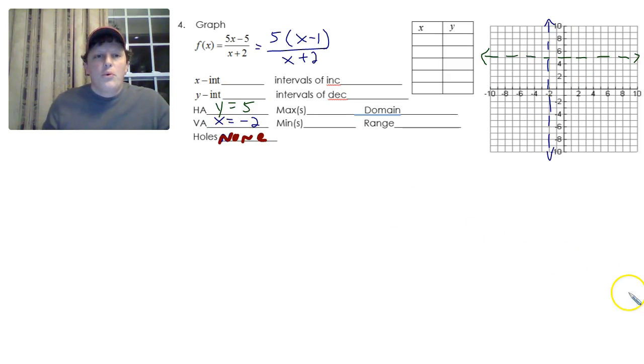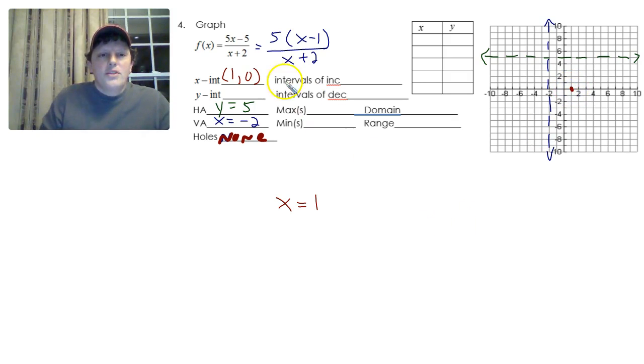In example 4, the 5 doesn't have a variable, so there's nothing that we can do with that. We just set the x minus 1 equal to 0. We get positive 1, so that's the point 1 comma 0. It's going to cross the x-axis at 1.